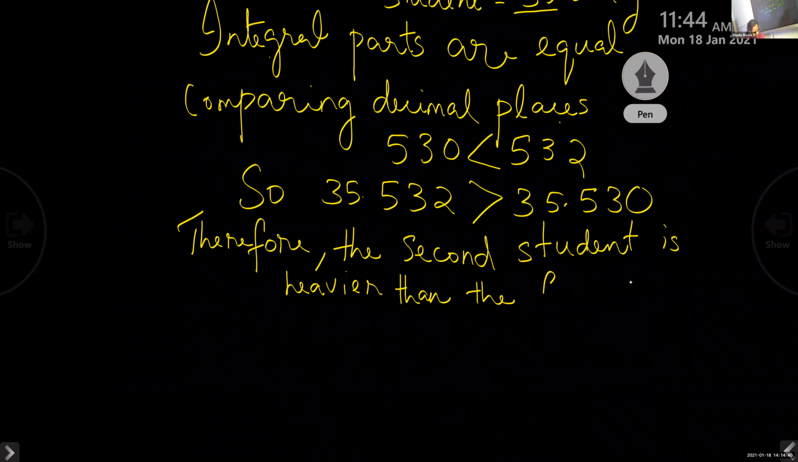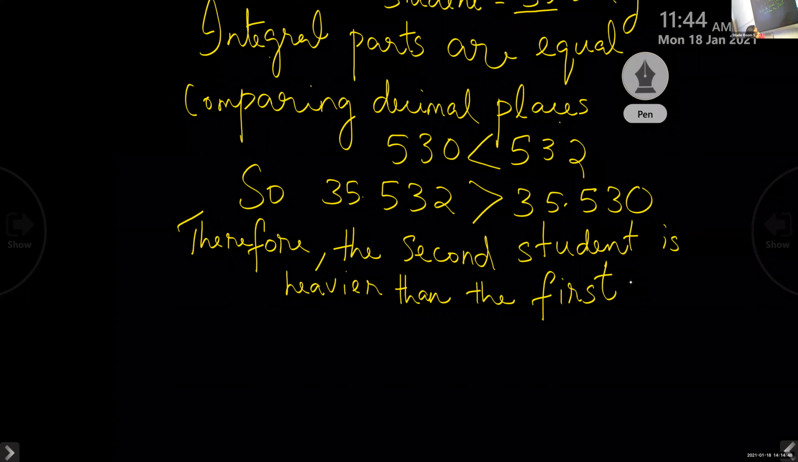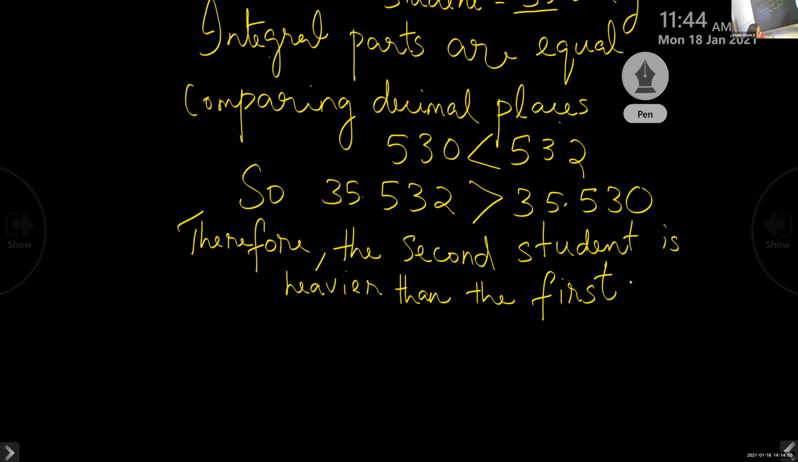So here the question is, which one is heavier? We are just comparing which decimal number is greater. So which number is greater here? 35.532. So that student is heavier than the other one.